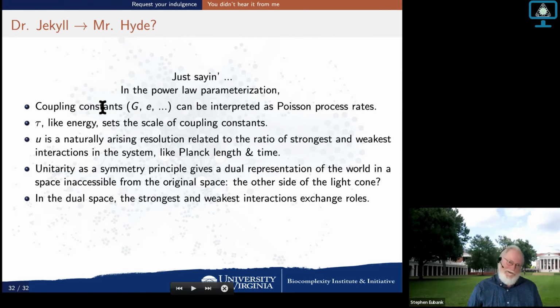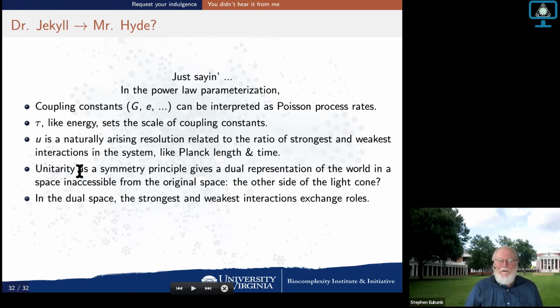First of all, the coupling constants, these really physical things like the strength of gravity or the charge on an electron, they can all be interpreted as rates in a Poisson process. One of these parameters in the inhomogeneous system acts like energy. It sets the scale of all the coupling constants. The other one is a resolution parameter, really, and it's related to the ratio of the strongest and weakest interactions in the system. So it's kind of like a Planck length or a time.